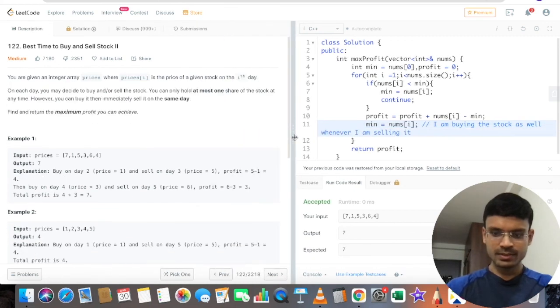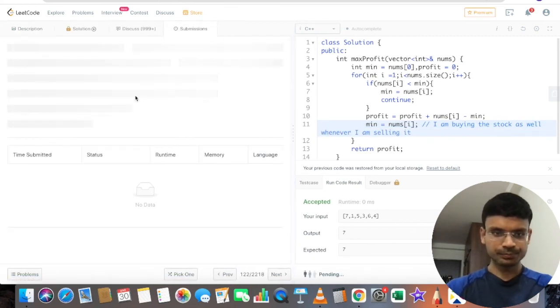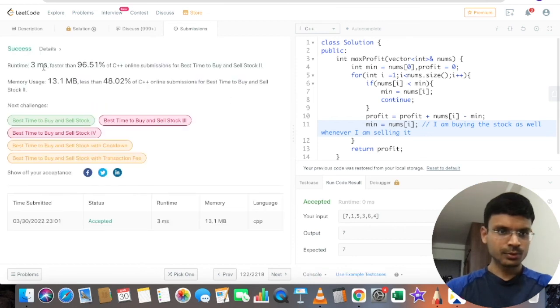So if I run this code, yeah, the solution runtime and memory usage are both fine, and obviously it has to be fine because we are running the code in O(n) time complexity, and the space complexity is also O(1).